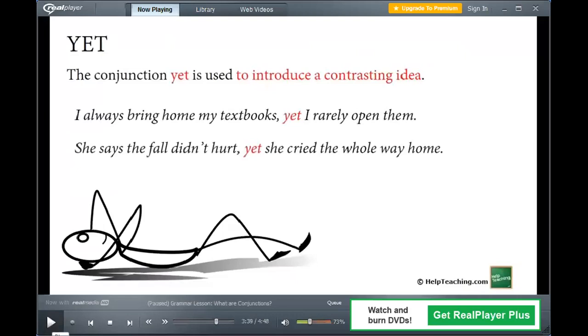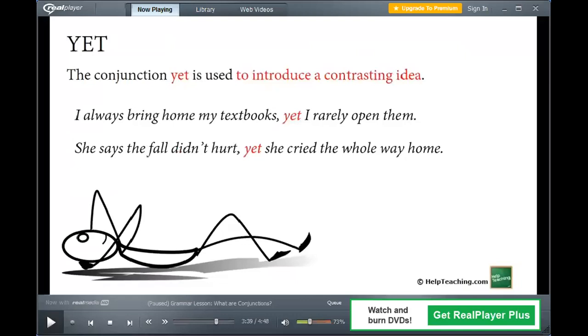Right, let's see the word yet. The conjunction yet is used to introduce a contrasting idea, an idea that is different from the first. This person says, I always bring home my textbooks, but the person doesn't make use of them.